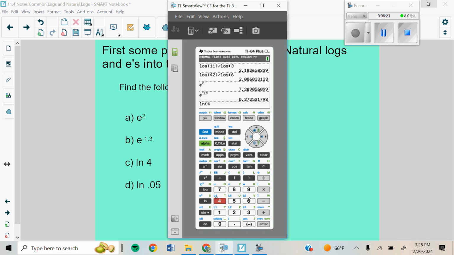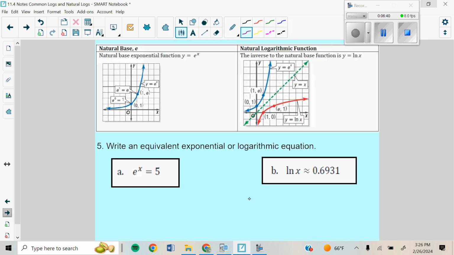So natural log of 4. And then natural log of 0.05. All right, hopefully you got all those same values as I have on my calculator. If you don't and you can't get it figured out, just stop in and we'll get that worked out together.